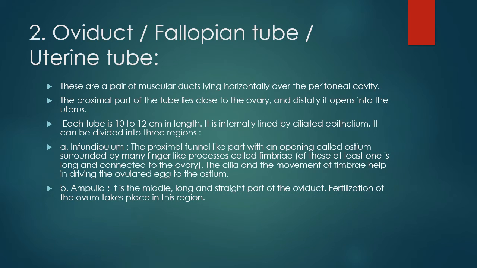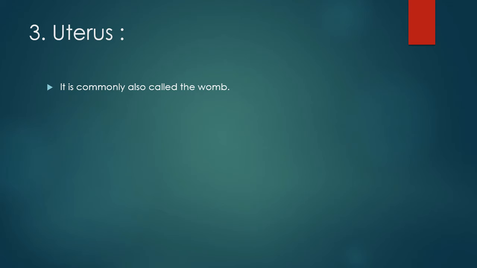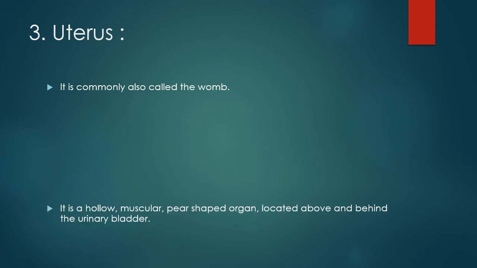B. Ampulla. It is the middle, long and straight part of the oviduct. Fertilization of the ovum takes place in this region. C. Isthmus or cornua. The distal narrow part of the duct opening into the uterus. The third part is the uterus. It is commonly also called the womb.